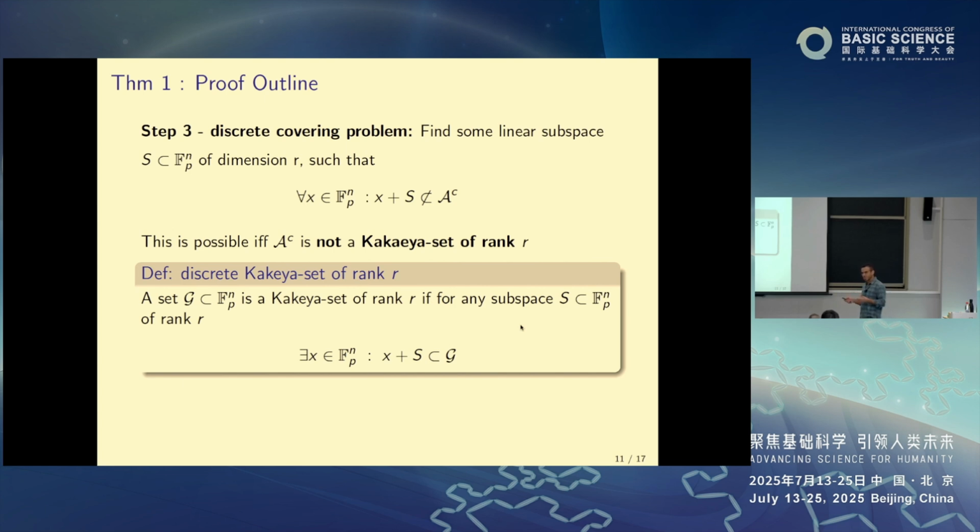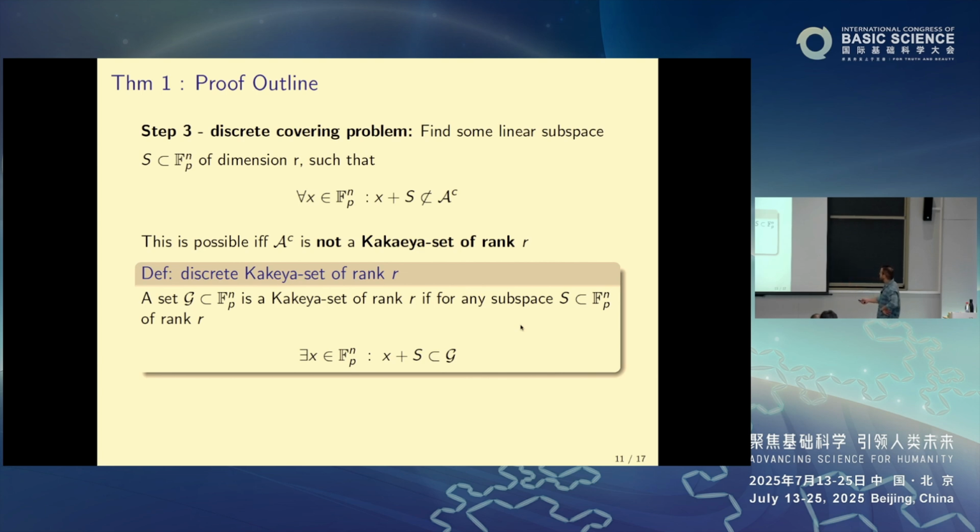The most commonly known version of this definition is with R equal 1. In this case, a subspace is just a line. And a set is a Kakeya set if it contains lines in all directions, right? And x is the position of this line. So for every direction, I can find a position such that the line is contained in the set. In general, we can define Kakeya sets of rank R to be sets that include shifts of all subspaces, right?